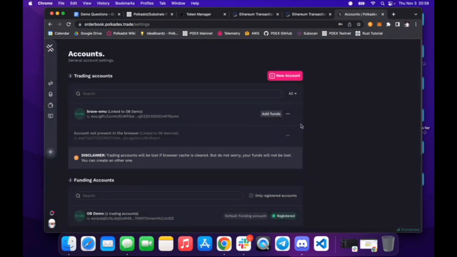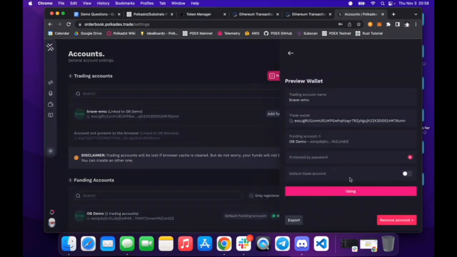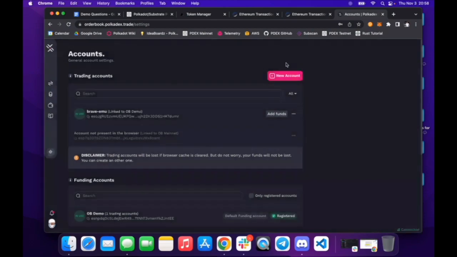To get your JSON file, all you have to do is go to account actions, and you can export the JSON file here for any account. You can use the JSON file at a later time. You can use another browser and you can import the same account there, or you can create a new account there.